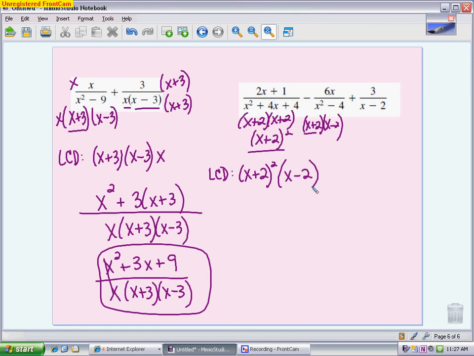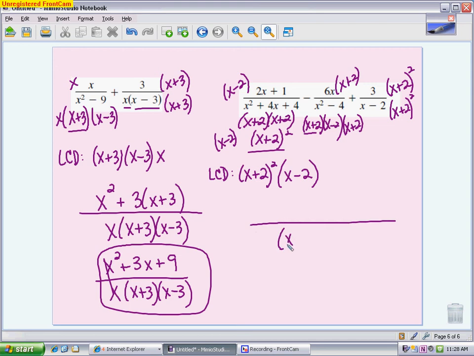So looking at the first fraction, it is missing an x minus 2, so I need to multiply top and bottom. Looking at the second fraction, it is missing an x plus 2. So I'm going to multiply top and bottom. And looking at the last fraction, this is missing an x plus 2 squared, or you could write out x plus 2 twice if that's easier. So my common denominator is x plus 2 squared, x minus 2.